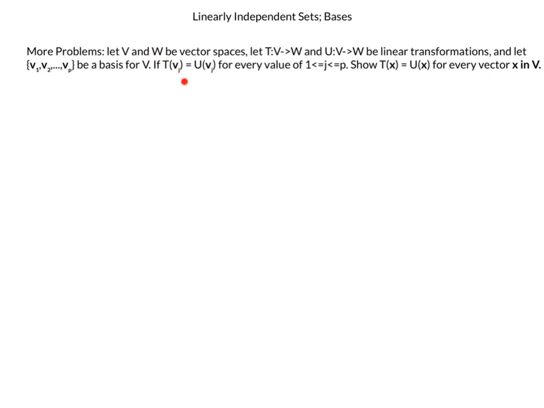If T of vj equals U of vj for every value of j, so every corresponding vector, T of v1 is equal to U of v1, T of v2 is equal to U of v2, all the way up to T of vp is equal to U of vp, show that T of x is equal to U of x for every vector x in V.